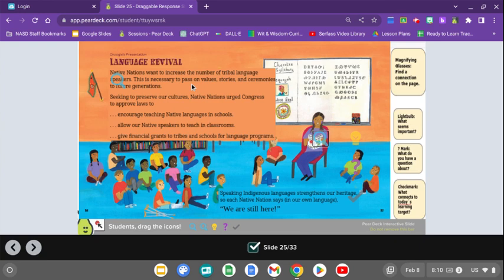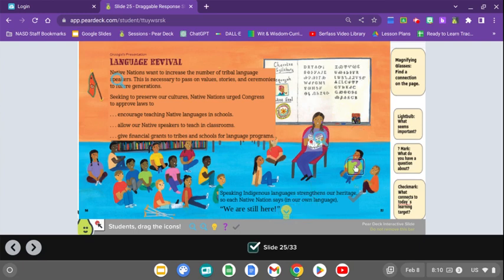This is necessary to pass on values, stories, and ceremonies to future generations. Seeking to preserve our cultures, Native nations urged Congress to approve laws to encourage teaching native languages in schools, allow our native speakers to teach in classrooms, and give financial grants to tribes and schools for language programs. Speaking indigenous languages strengthens our heritage, so each native nation says, in our own language, we are still here. Well, we are still here is that big idea.